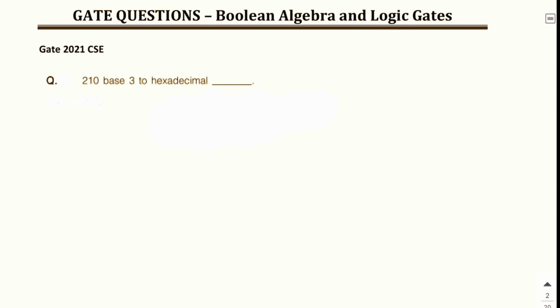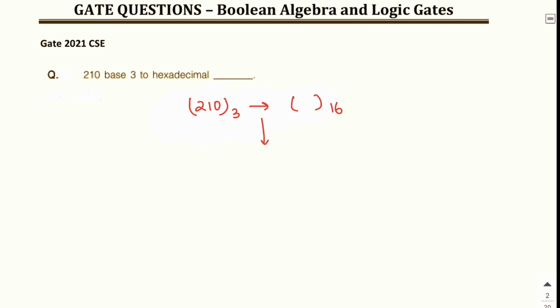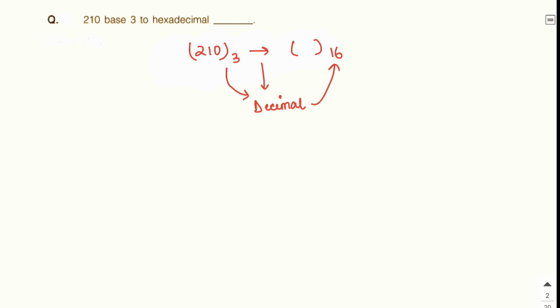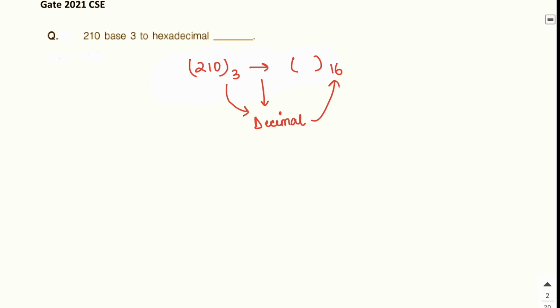This question says that we have to convert a number 210 in base 3 to hexadecimal. Again, whenever you want to convert a particular base to any other base, like let's say hexadecimal, the intermediate stage could be that you first convert this number to the decimal base, and then from decimal we can convert to hexadecimal. We know that to convert any number to decimal base, we have to multiply it with the positional weightages as per the base of the number system.